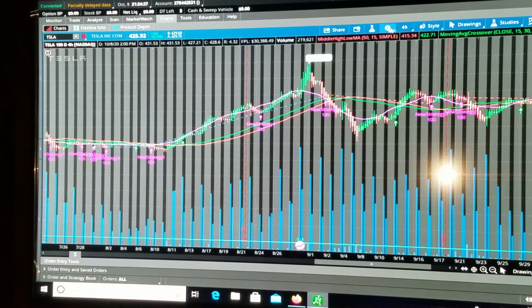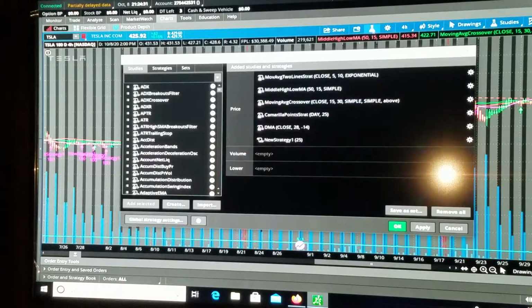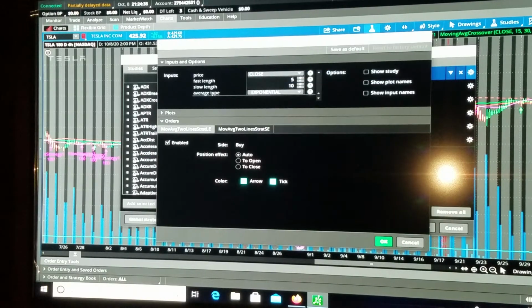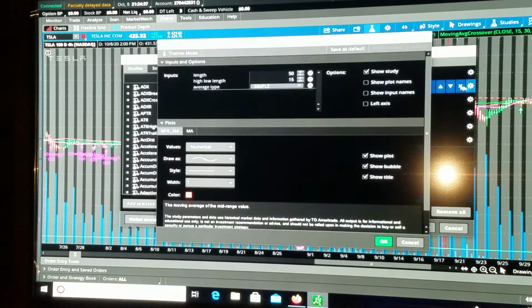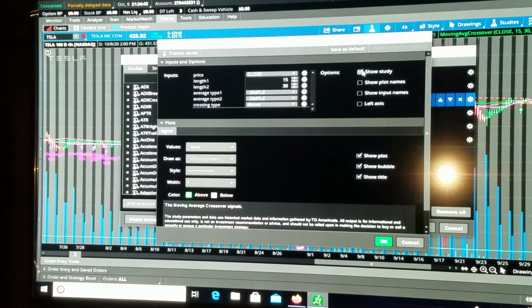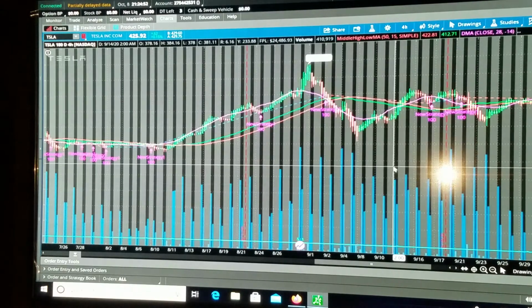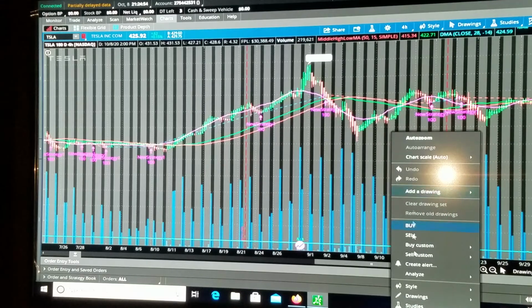Now let's take away the rest of our strategies. Why do I keep going for that gear icon? Alright, that one's not up. That one's up. Alright, and apply. Okay, now what's still up?